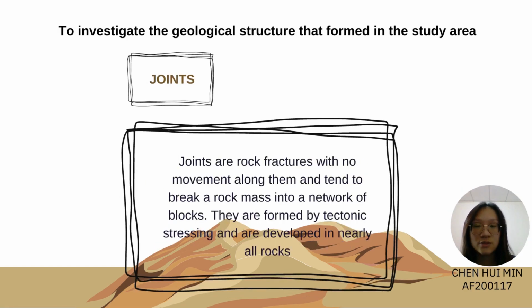The second one is joints. Joints are rock fractures with no movement along them and tend to break a rock mass into a network of blocks. They are formed by tectonic stressing and are developed in nearly all rocks.